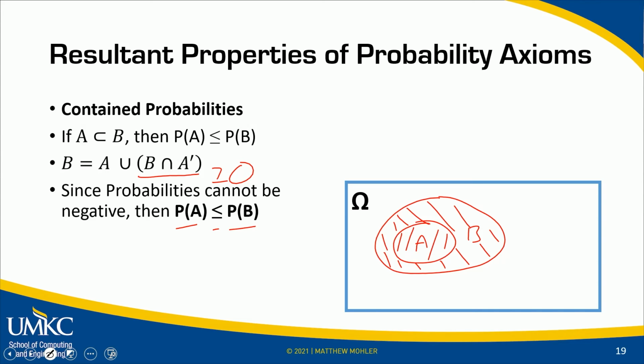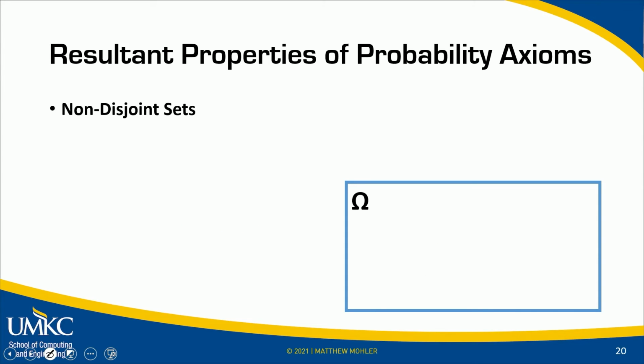Again, pretty intuitive. When you look at it graphically, this is more the mathematics derivation behind it. The next property we'll look at is that of non-disjoint sets. So this is two sets that do have overlap. So this would be if we have an event A and then an overlapping event B. In this case, there is some area A that is on its own. There's an area of B that's on its own, and then there's an area where A and B overlap.